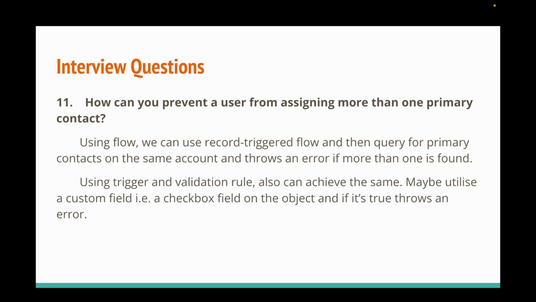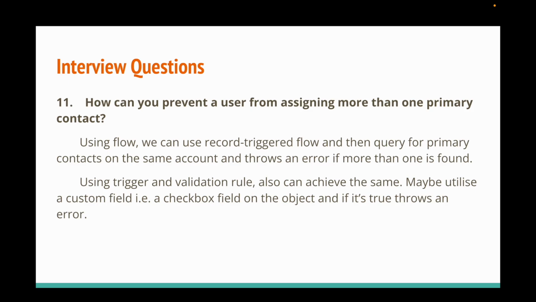The next question is, how can you prevent a user from assigning more than one primary contact? So we can use two approaches in this primarily. First is using flow, or we can use the trigger as well. In case of flow, we can use the record triggered flow, and we can query for the primary contacts on the same account, and we can throw an error if more than one is found whenever there is a change, and if the user is trying to assign more than one, we can just throw the error.